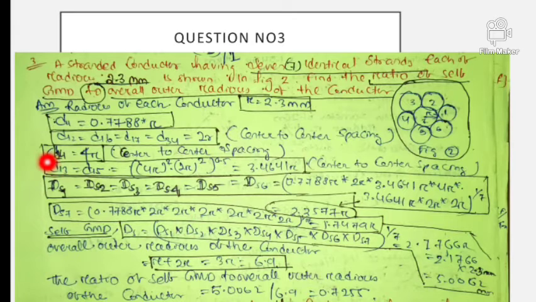So for D11, that is 0.7788 r. For D12, D17 and D16, the distance is the same, that's why we are equating all the terms, that is equal to 2r.